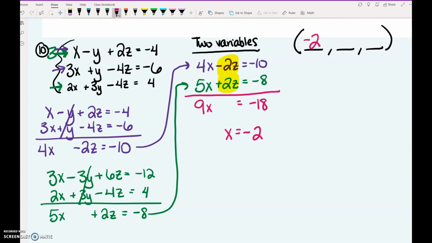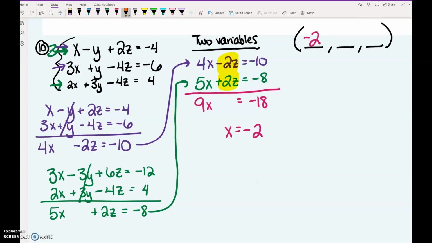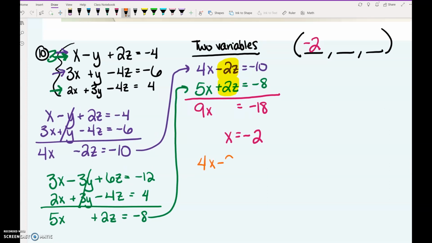Now this problem becomes like the first problem we did yesterday. We have one variable, we have to back substitute to figure out the rest of them. So I am going to choose one of these two, either the purple or the green equation. Which would you prefer I pick, purple or green? Purple? Okay, purple. 4x minus 2z equals negative 10. I'm going to plug this negative 2 into the x. 4 times negative 2 is negative 8. I would add 8 to both sides. Negative 2z equals negative 2, so z is 1.